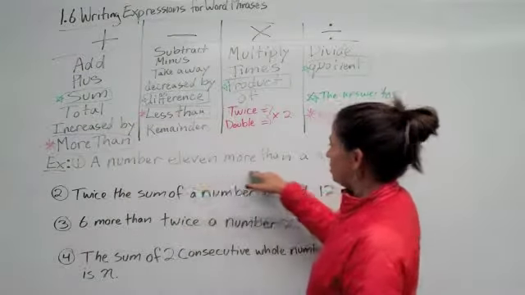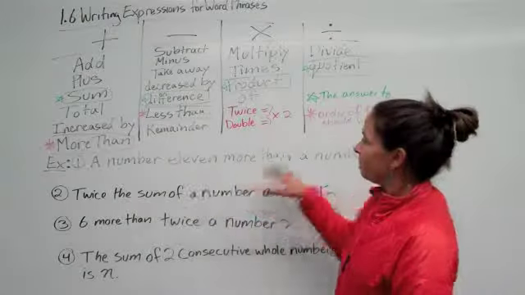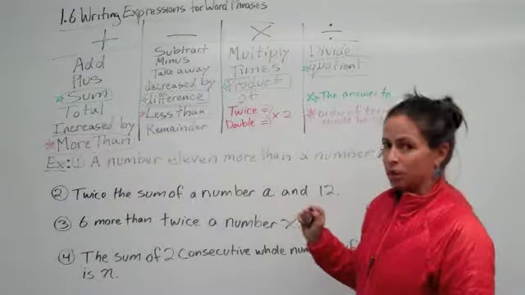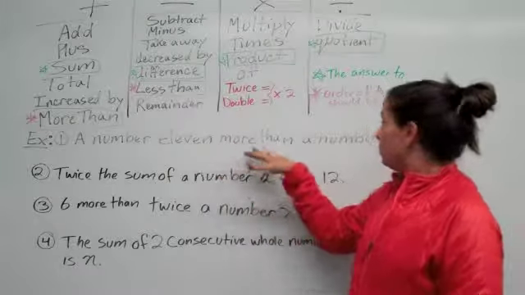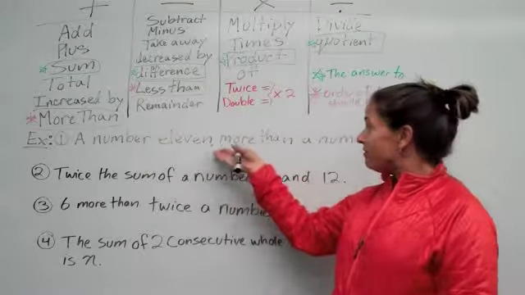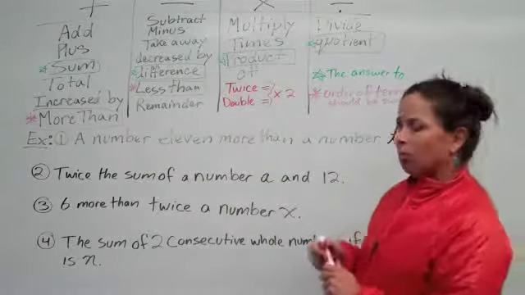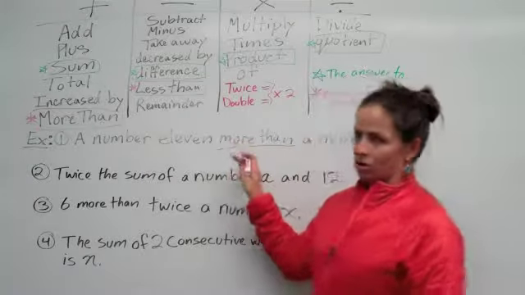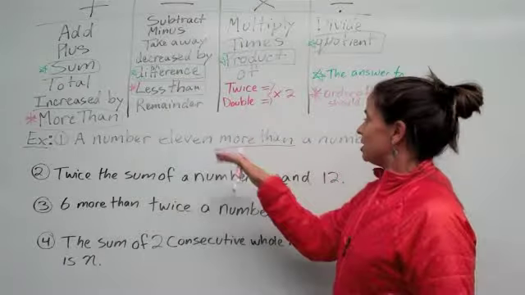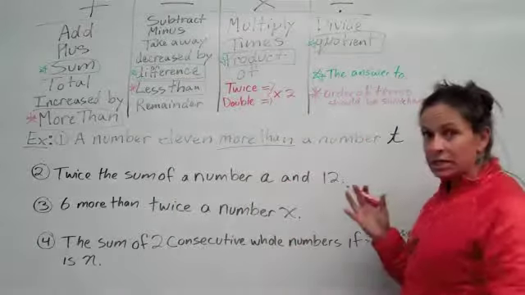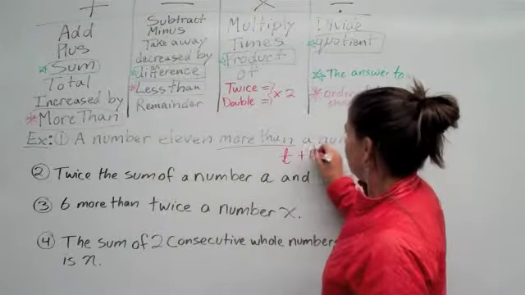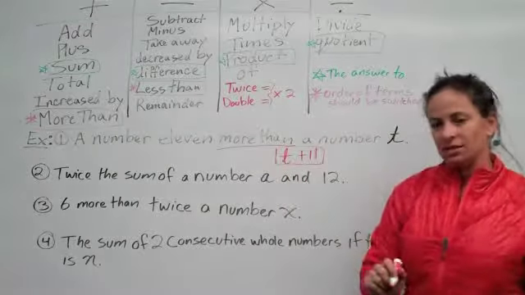So what I'd like you to do here is translate these written expressions into algebraic expressions. A number 11 more than a number t. So what you're saying here is a number 11 more than a number t. Now, more than is our key word here. More than is under the addition sign, but remember, it's one of my tricky ones. So what this is actually saying is 11 more than t. So what you're going to have as your answer is t, and then you're going to add 11. So it's t plus 11.